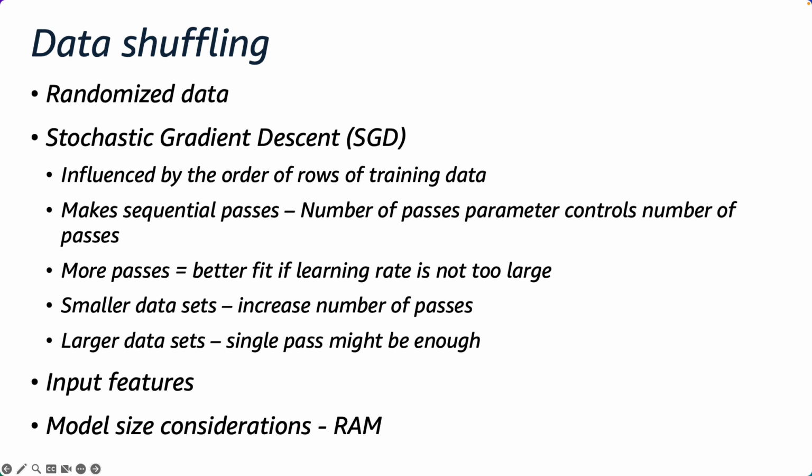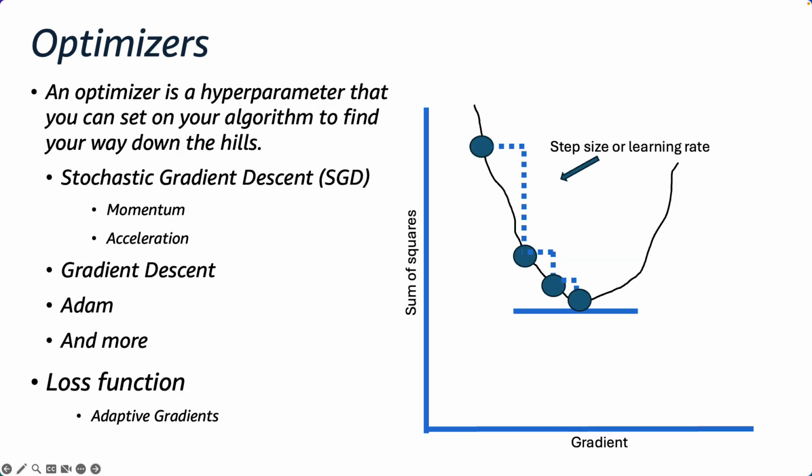Large models have practical implications, such as requiring more RAM to hold the model while training and when generating predictions. You can reduce the model size by using L1 regularization or by specifically restricting the model size by specifying the maximum size. Note that if you do reduce the model size too much, you could reduce your model's predictive power. So before we move on, let's talk about optimizers.